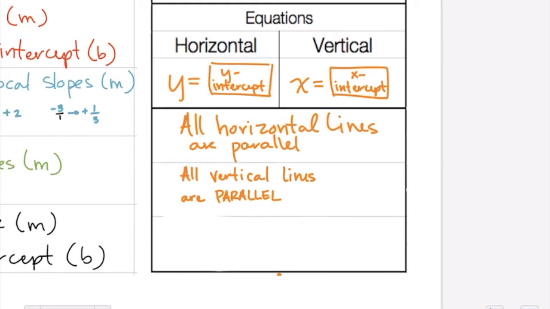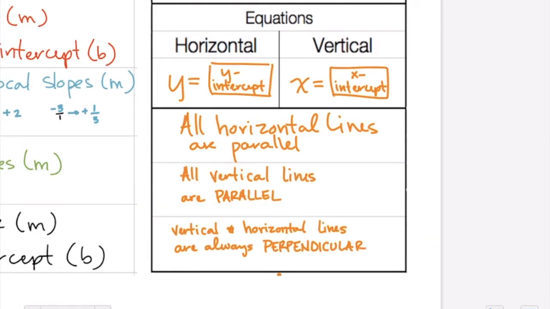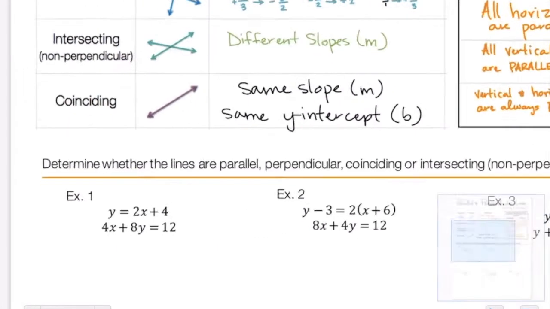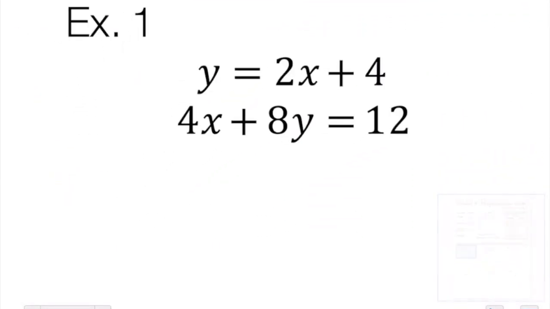All vertical lines are parallel to each other, and any vertical line is perpendicular to any horizontal line. So keep those things in mind as we do some examples. First we're going to look at 2 different equations for linear functions, and we're going to determine whether these would be parallel, perpendicular, intersecting, or coinciding.